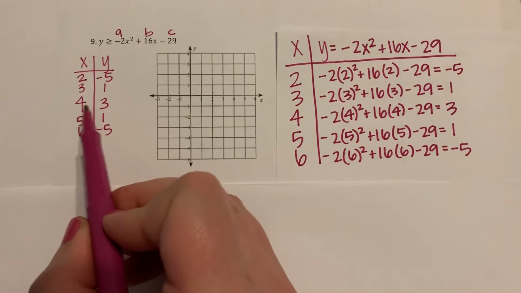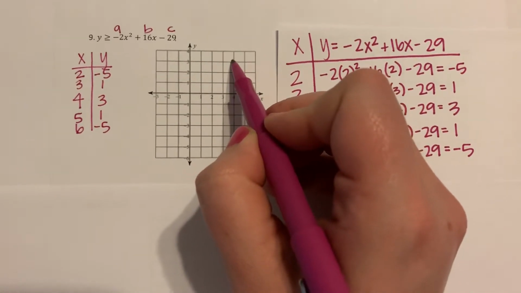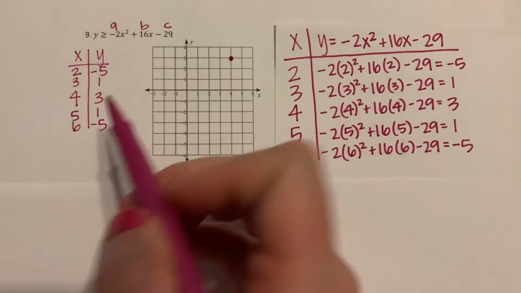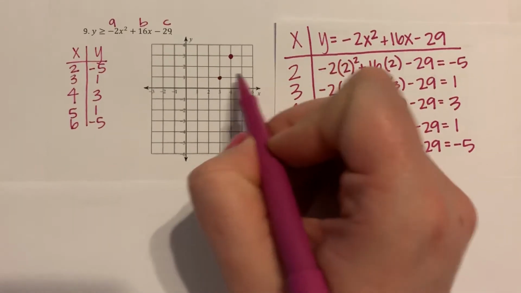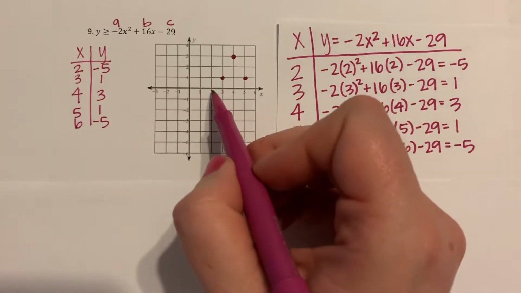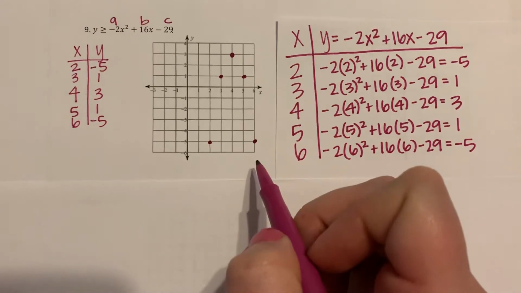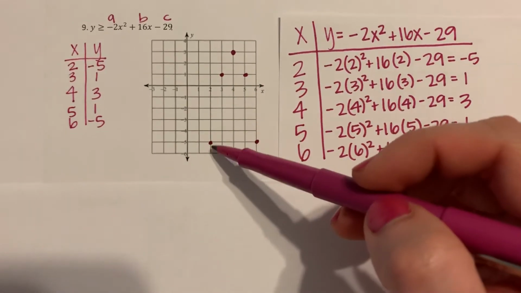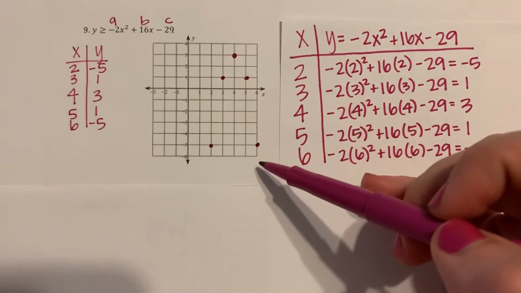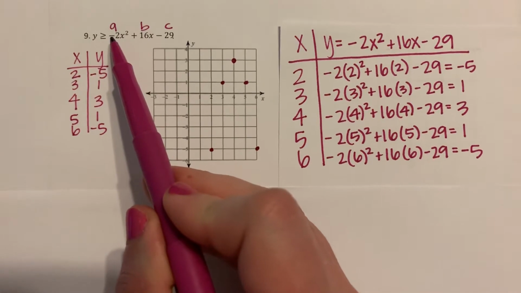So I'm going to go ahead and do that, starting with my vertex, which is at 4, 3. Okay, the next 2 points are 3, 1, and 5, 1. And the last 2 are 2, negative 5, and 6, negative 5. Okay, once you have those points, I can see that my graph is concave down, okay, meaning my parabola is facing down. That's evident by this negative sign.